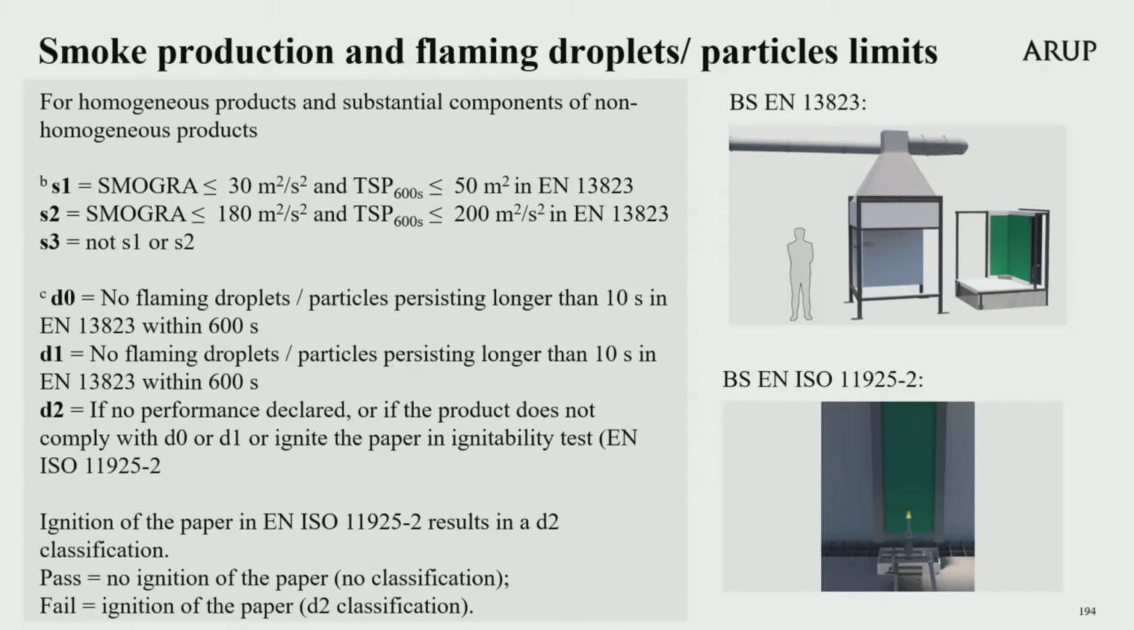I have set out the limits for all the S's and D's. I'm not going to go through them again now, but it is important to understand that the approved document B cited S3 and D2 only in 2013 and therefore set no limit for smoke production or flaming droplets and particles.